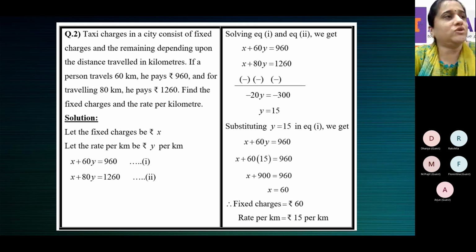So in these two equations, you can directly eliminate X. You can directly eliminate X, by changing the signs.